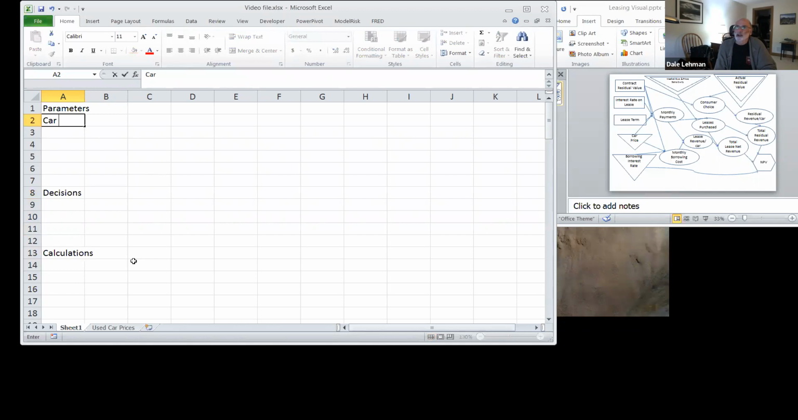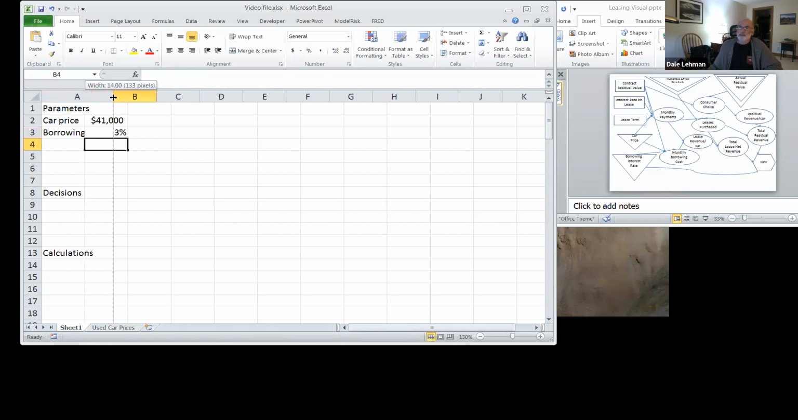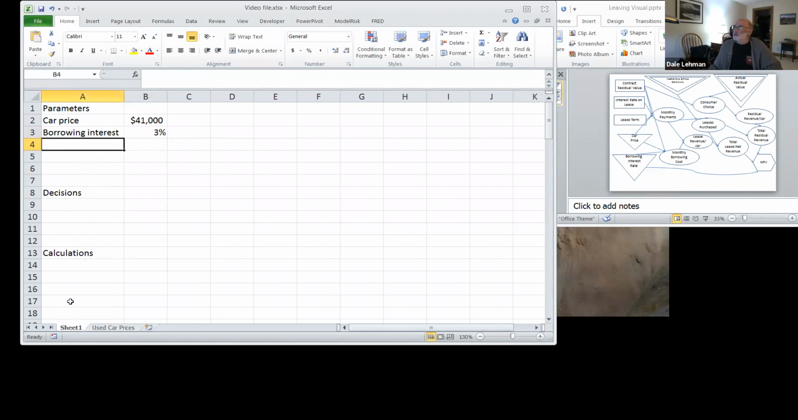Well, we've got the car price, first of all. And I'm going to use $41,000, the typical price for a BMW 3 Series car. I have a borrowing interest rate, and let's assume that's 3%. Interest rates are still pretty low, so that might be a reasonable number to use.